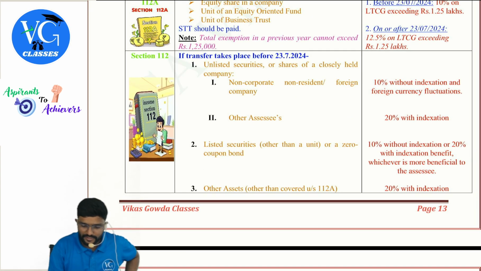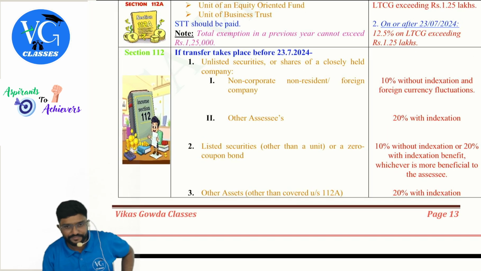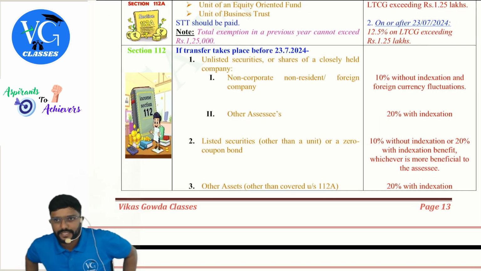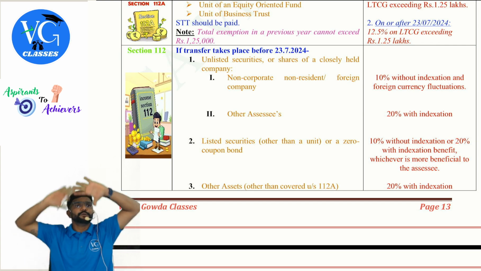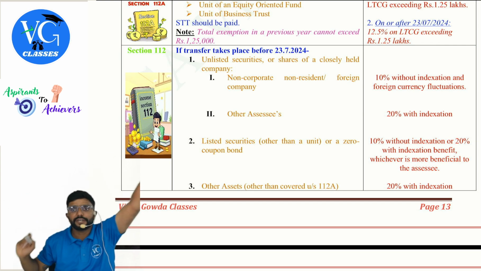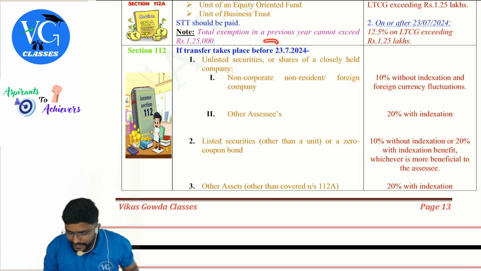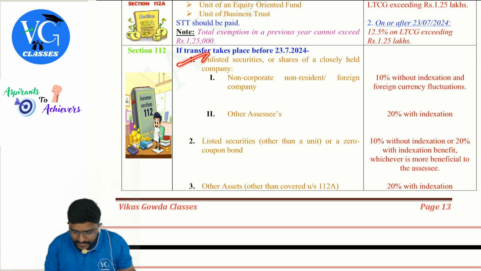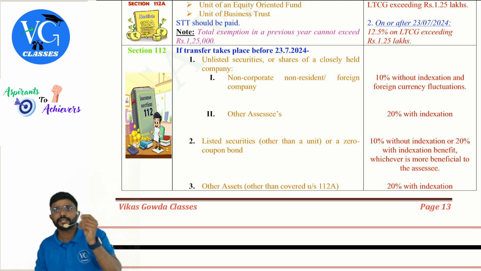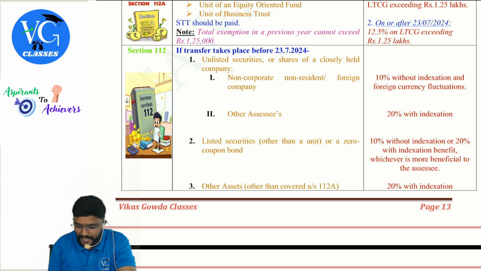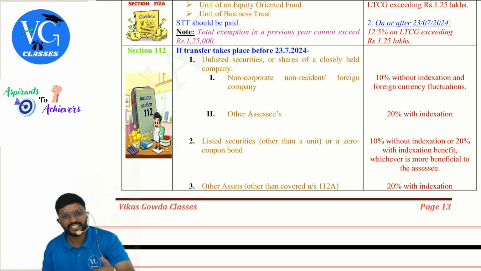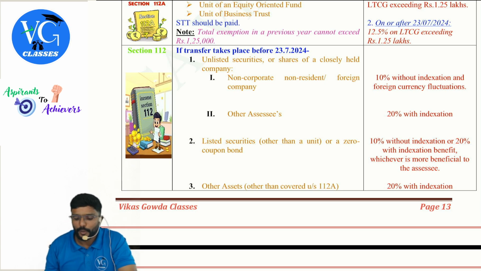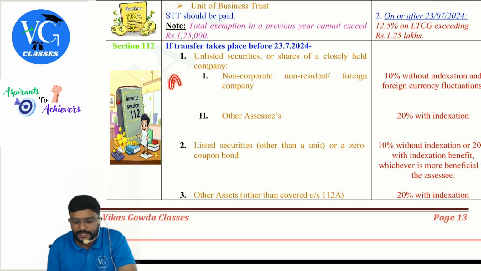Next, 112. Important because there are a lot of subcategories here. Here, I have divided mainly into two parts based on date of transfer. If the transfer is before 23rd July, then there are three sets of assets. First set: unlisted securities or shares of a closely held company. In simple terms, private limited companies. Next, check who is the assessee.